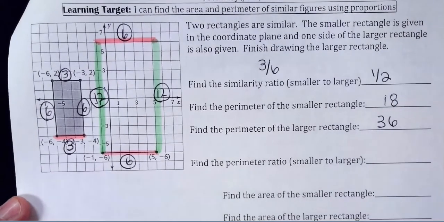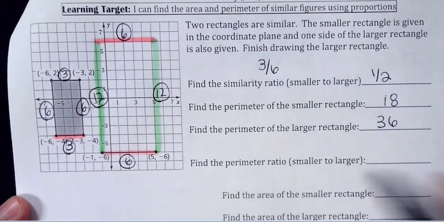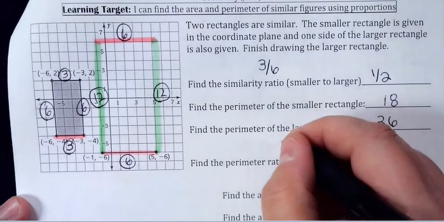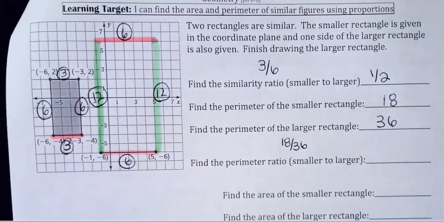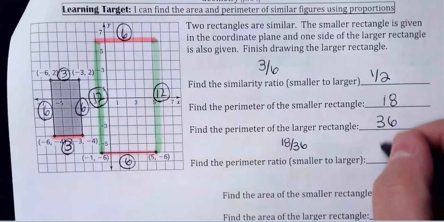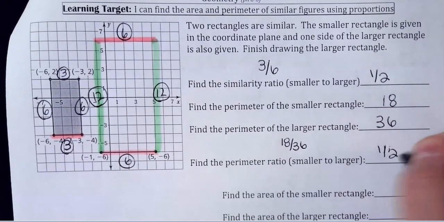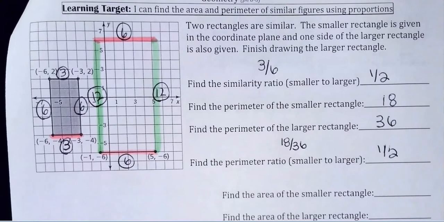Now, the perimeter ratio should be 1/2. It should be the same. So if I put the smaller to larger together, 18 over 36, if you reduce that, that is also 1/2. So I definitely know I did that correctly because those are the same.